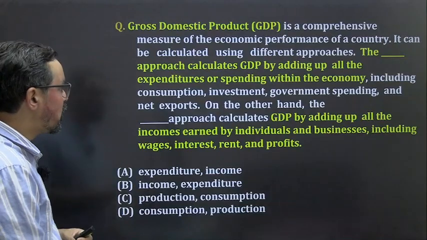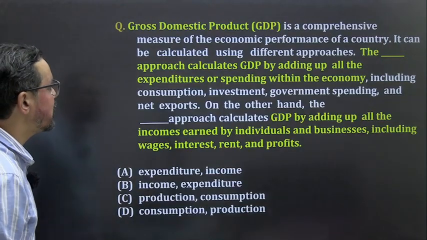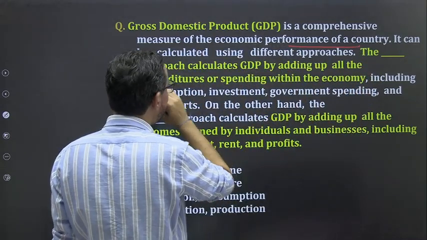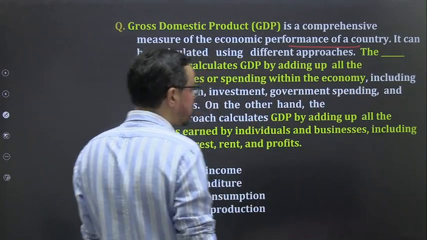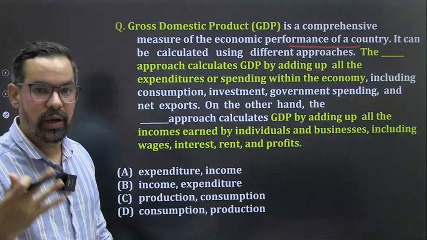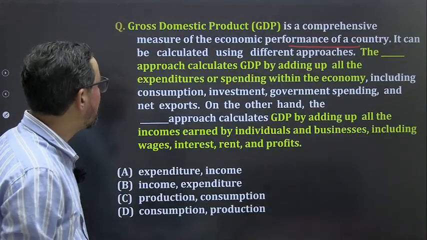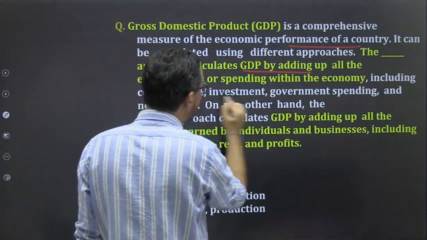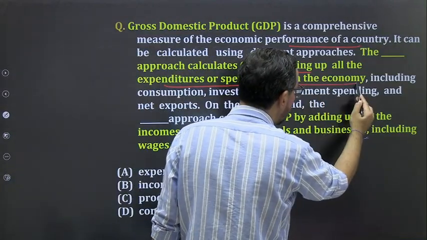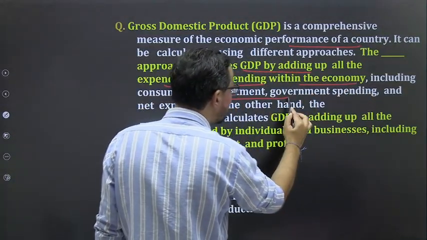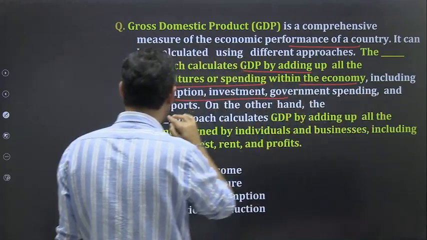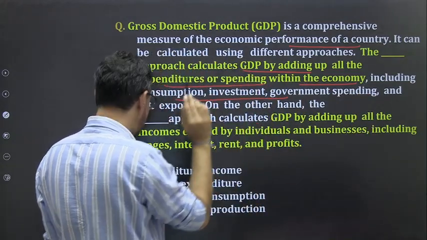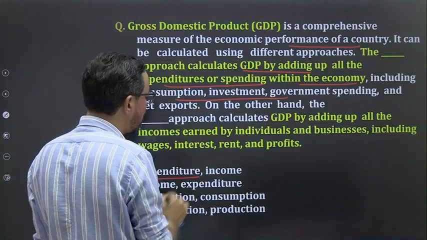Next one, gross domestic product is a comprehensive measure of economic performance of a country. It can be calculated using different approaches, majorly three approaches: income, expenditure, and production, right? The dash approach calculates GDP by adding up all the expenditure or spending within the economy, including consumption, investment, government spending, and net export. So first one will be your expenditure, ठीक है. पहला आपका expenditure होगा, ठीक है.